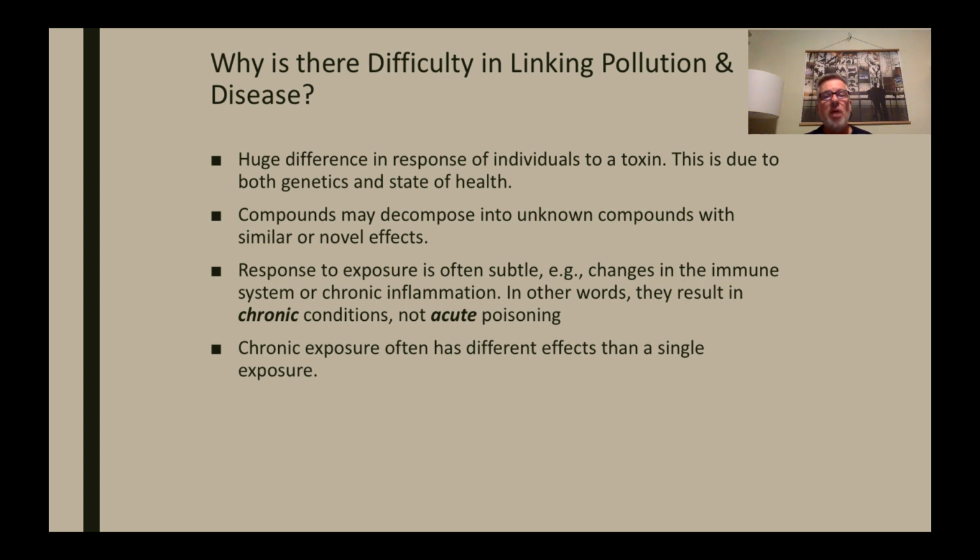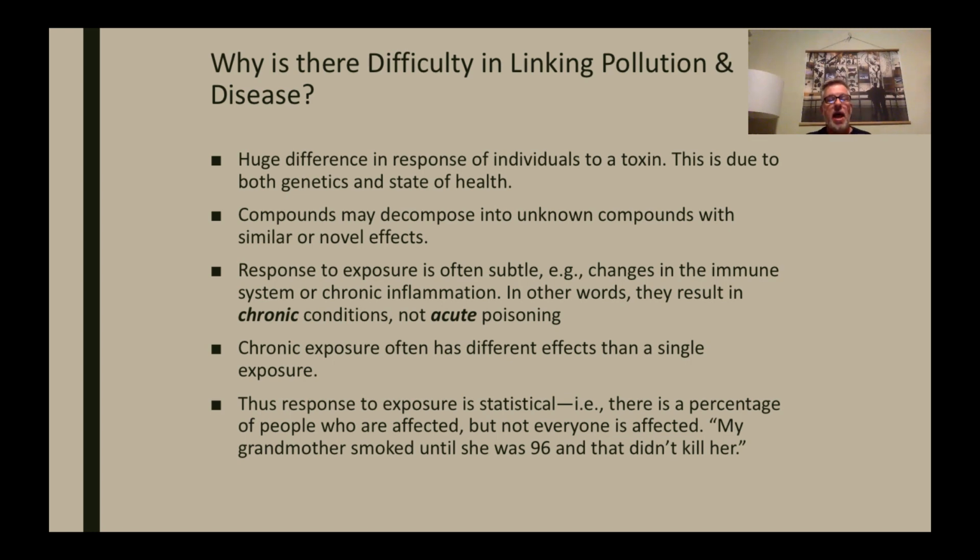Chronic exposure often has a different effect than a single exposure. In other words, a toxin that you're exposed to at near-lethal levels will affect you one way, but at low levels, it may have an entirely different mode of action on your body. So once again, we think of this as a poison, it acts one way, but in chronic exposure, it acts another way. As a result, the response to exposure to an environmental toxin is often statistical. There is a percentage of people who are affected, but not everyone is affected.